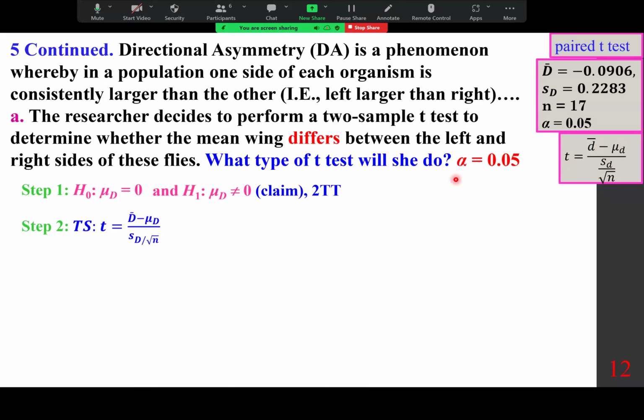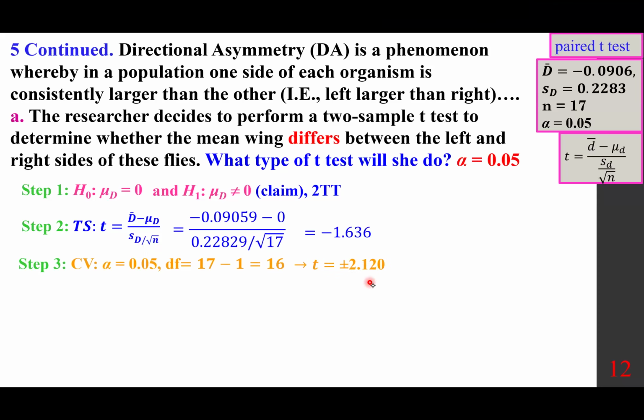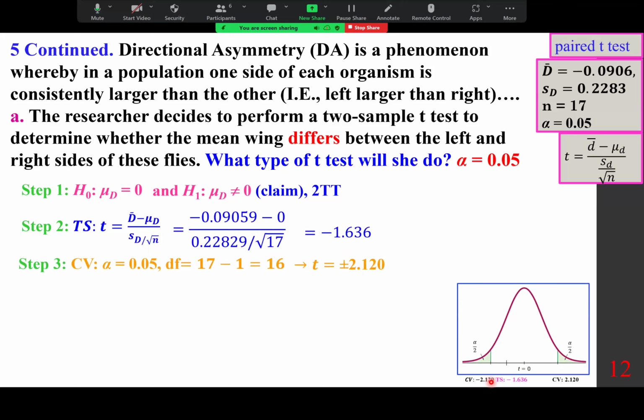That's why this formula is practically the same as the formula X bar minus mu over S over square root of N. You plug in and it results in negative 1.636. A critical value comes from the choice of alpha and degrees of freedom of N minus 1. And from the table, we get plus or minus 2.120. We've done this many times by now. So we go with the graph in order not to make a mistake. The critical value is negative 2.120 here and positive 2.120 here.